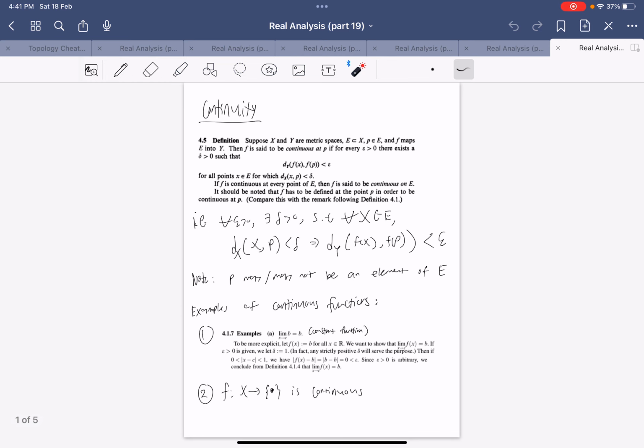And the classic one is of course the constant function. Because you can just let delta to be 1, and for every epsilon, it will hold. And since epsilon is arbitrary, the limit as x approaches c of the constant function is b. Another form of continuous function is a map into a singleton. And that's the same reason as for a constant, but now a bit more generalized.